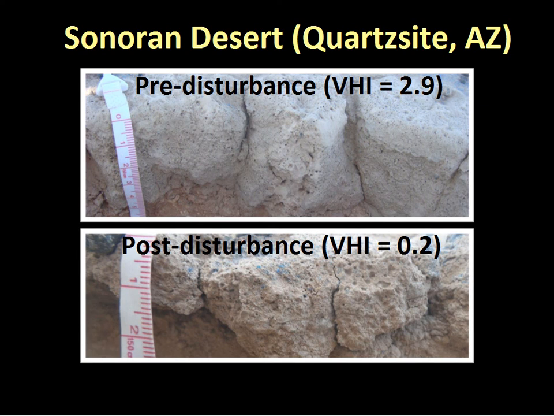Then following disturbance and 1 year of recovery, I came back and post-disturbance, the vesicular pores are really only forming in this really thin layer, only a few millimeters thick. But what was interesting at this site was that we started to see a little bit of recovery of the columnar structure. So here the VHI of the post-disturbance soil was 0.2, so a really drastic decrease in vesicular horizon index.